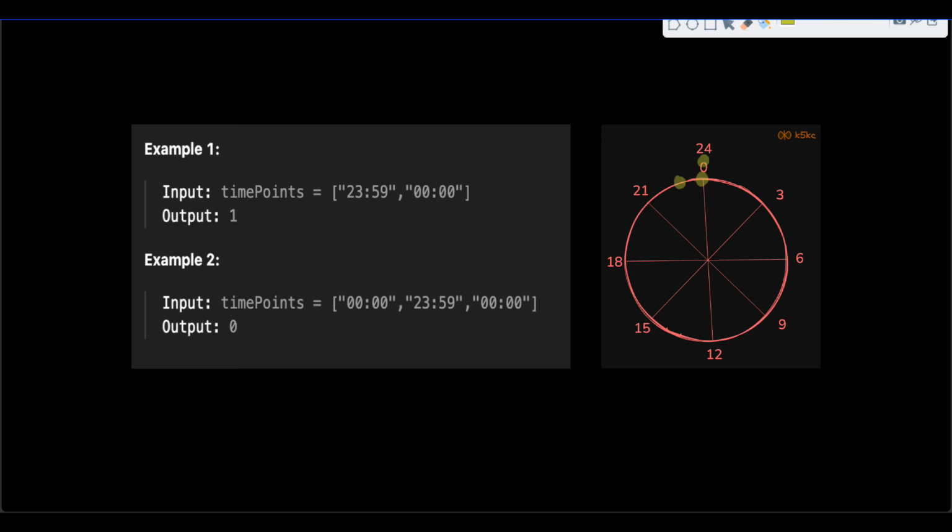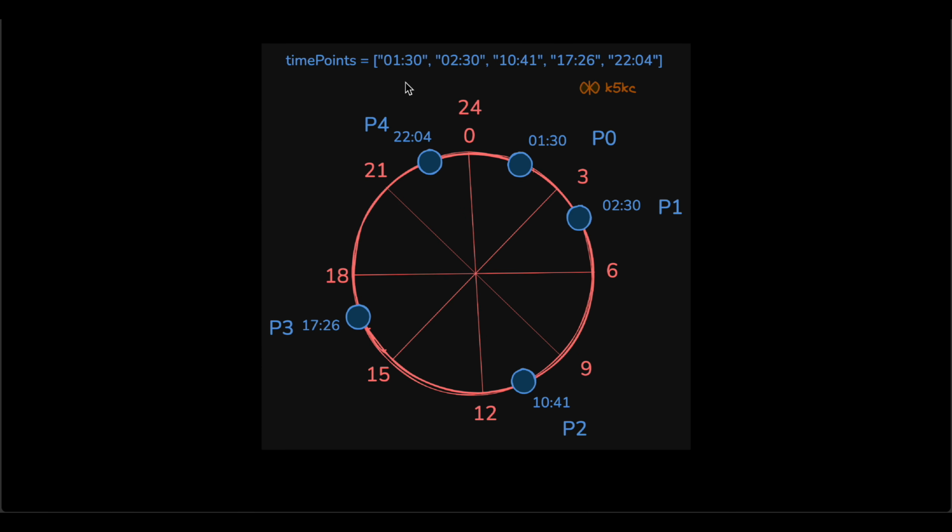Now let's jump into the solution space. Let's take the time points 01:30, 02:30, 10:41, 17:26 and 22:04 for better understanding. So I've denoted points as point 0, point 1, and so on. I've also drawn these points on our circular clock and denoted them with point 0, point 1, point 2, point 3 and point 4. Now we have to calculate the difference between different points and find the minimum between them.